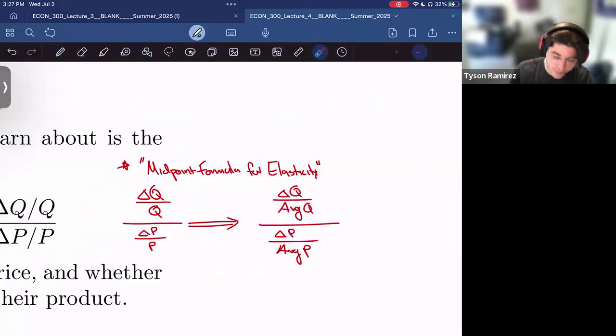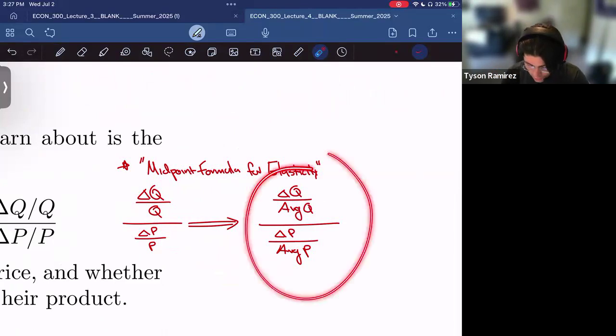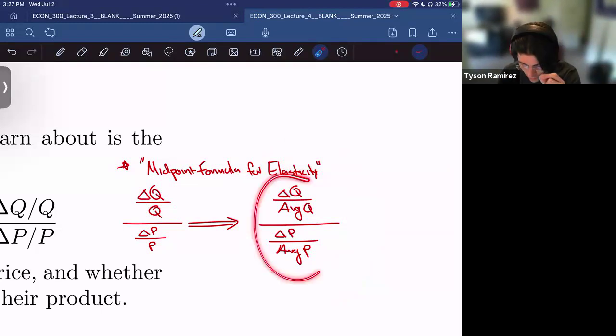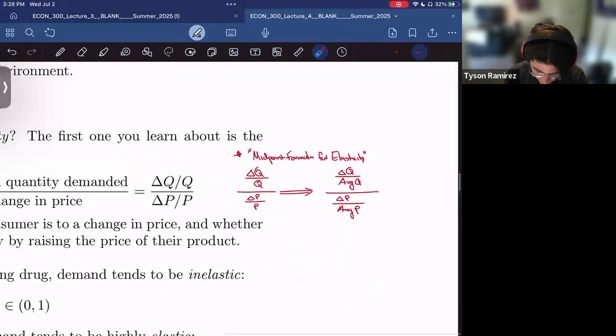The midpoint formula, if you're going to try to calculate price elasticities of demand without calculus, is preferred because it will give us the same answer going both ways. Whether the price is going up or the price is going down, you calculate the elasticity using the midpoint formula and you will get the same number. Whereas if you use this version, you will get a different number depending on if the price increased or decreased.